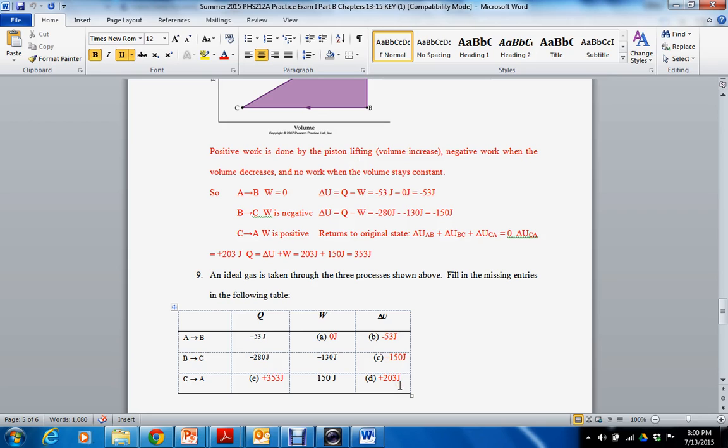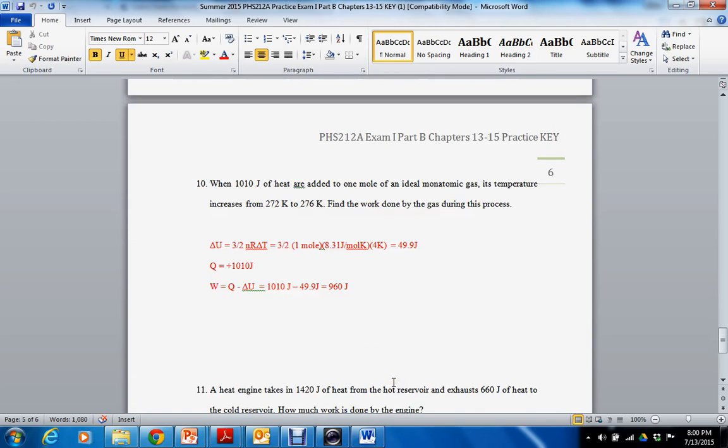And then we do our delta U equals Q minus W, but now we want to solve for Q. So Q equals delta U plus W. Delta U, we figured out, is positive 203 joules. W is positive 150 joules. That means that the heat that we added in order to get this piston back to its original state was 353 joules. It was doing work and it was heating up the system to return it to its original position.